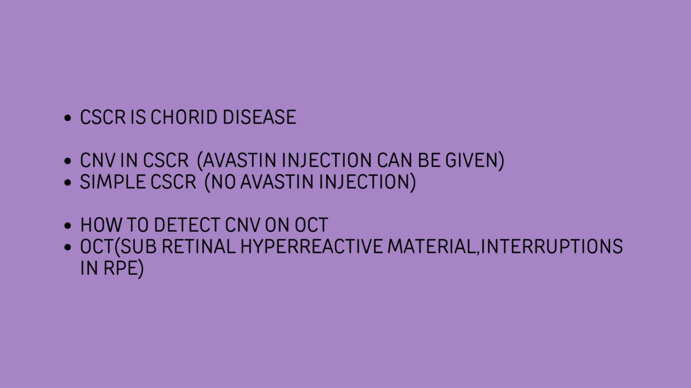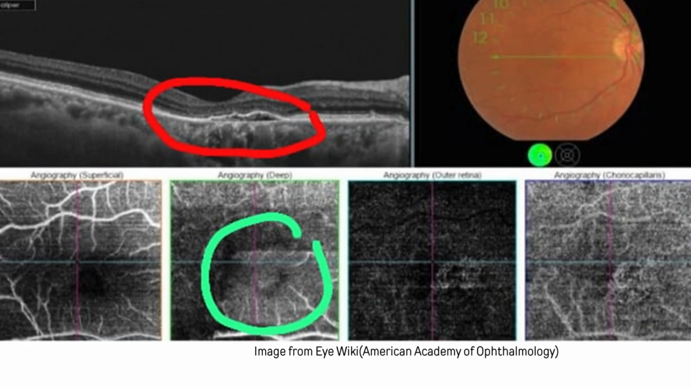So CNV usually present as we can see on OCT. There is subretinal hyperreflective material. We will show you in the next slide, and there will be also some interruptions in the retinal pigment epithelial layer.